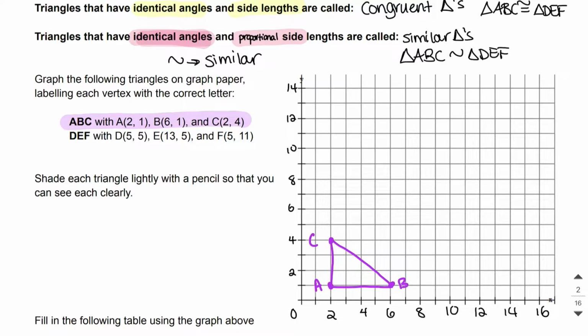And then I also have triangle DEF, so I'll do that in a different color. And the coordinates for triangle DEF are (5, 5), (13, 5), and (5, 11). So here's D, here is E, and here's F. And I'm going to connect these dots. And then it says shade each triangle lightly with a pencil so that you can see each clearly. Here's one triangle right here, and then here's my other triangle right here.